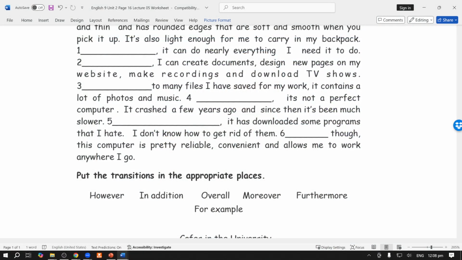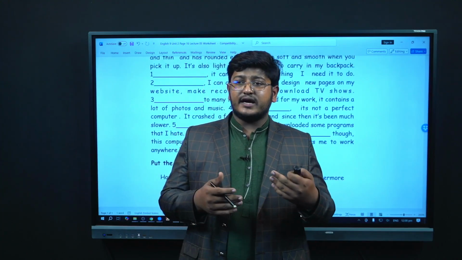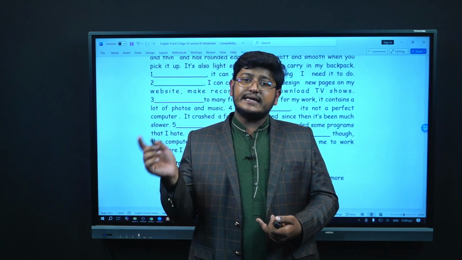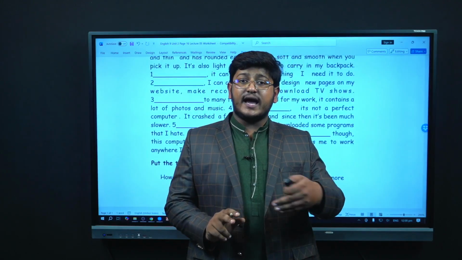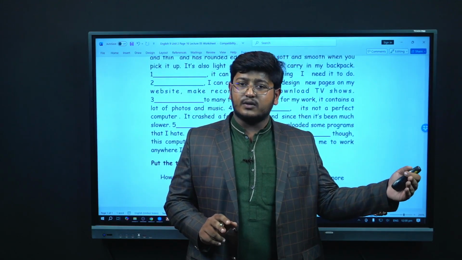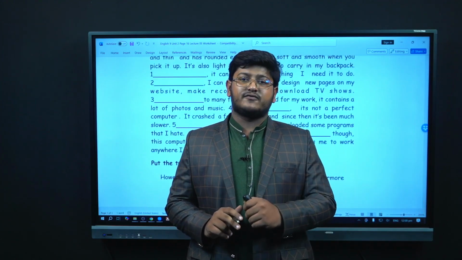He explained some utilities, some benefits of the notebook computer. Then he or she said that, however, it's not a perfect computer because it crashed some years ago and now it doesn't work perfectly. It is a very slow computer, and now he is telling the second cause why that notebook, why that laptop is not a perfect computer.